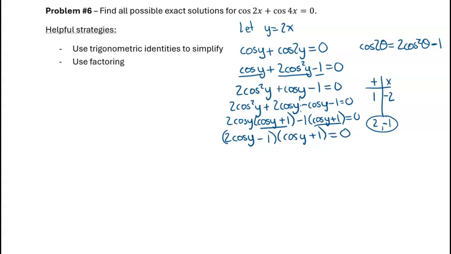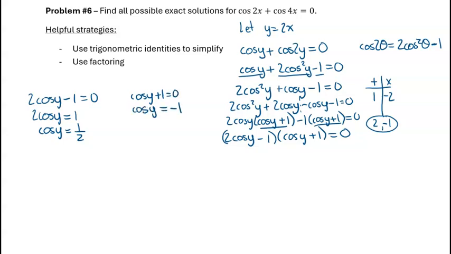And so now I can solve those two different solutions. So I'm going to look at 2 cos y minus 1 equals 0. Well, that means that 2 cos y equals 1, and that cos of y is equal to 1 over 2. On the other side, cos of y plus 1 equals 0 means that cos of y is equal to negative 1. Well, what is cosine?